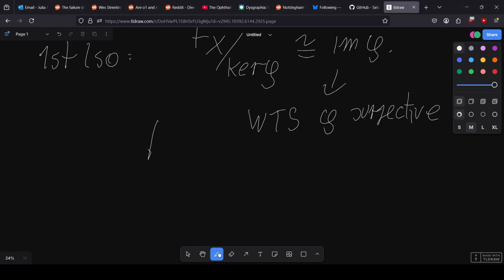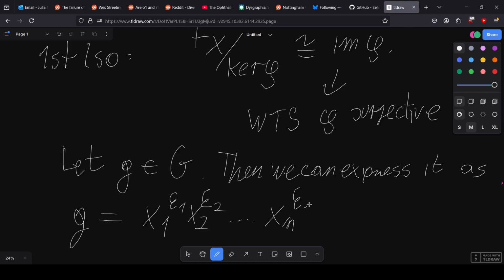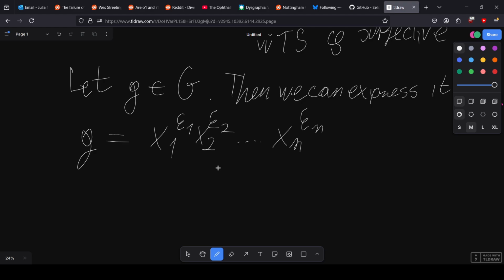So, let g be in the group G. Then we can express it as g being some product of elements from X, either raised to the power 1, so themselves, or to the power -1, so inverses. So x_i in X, and epsilon_i in ±1.